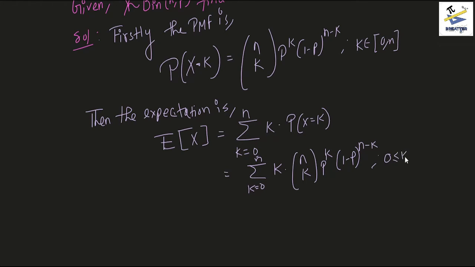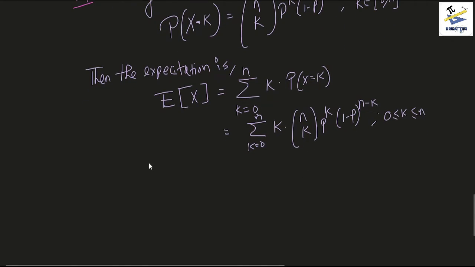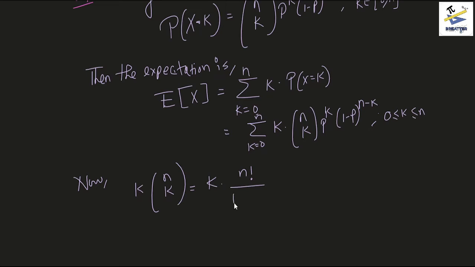0 less than or equal to k less than or equal to n. Now note, in order to solve this, we need to find a few things. Firstly, we are going to simplify this part, k into nCk. So obviously nCk is n factorial by k factorial into n minus k factorial, okay? And k factorial, and now I'm going to adjust a few things.